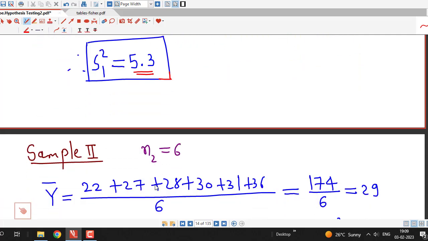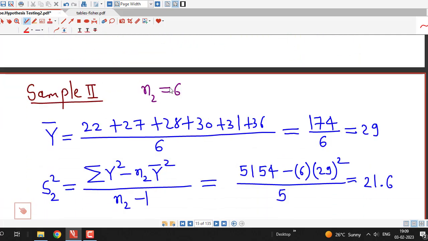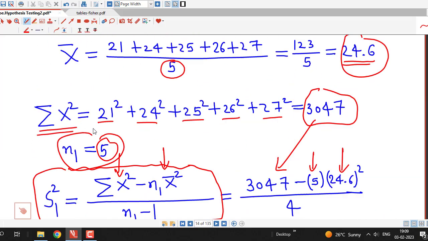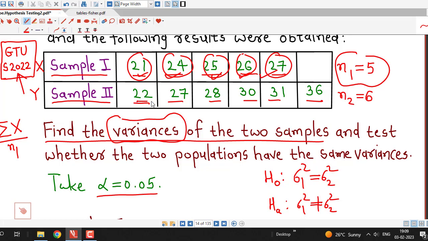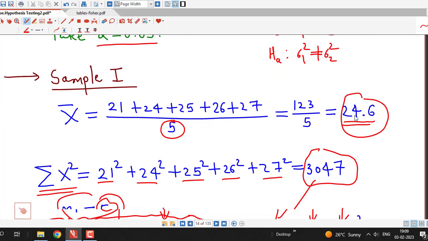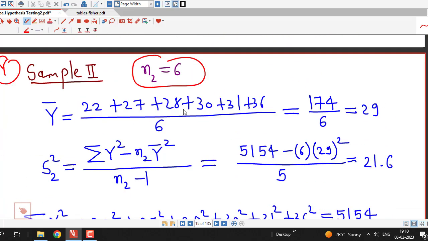Same thing we do for second sample. We have 6 observations and we use capital Y variable for sample 2. Therefore sample mean is denoted by y bar, and we are adding all these observations in this sample mean, and we are dividing by 6 to write down the sample mean for second sample.